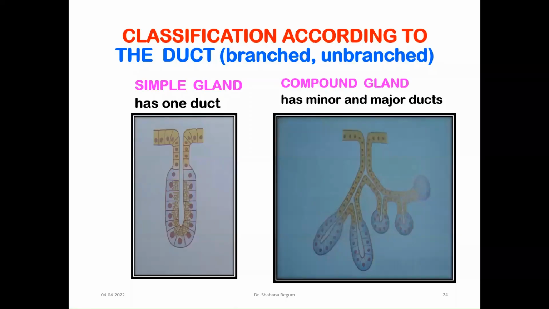Next is classification according to the number of ducts. If an exocrine gland has a single duct, it is known as a simple gland. And if the exocrine gland has a duct which undergoes repeated branching and thus has major and minor ducts, it is known as a compound gland.